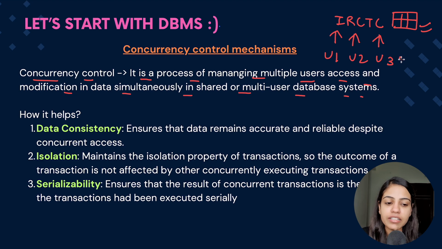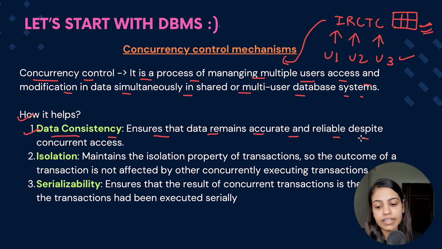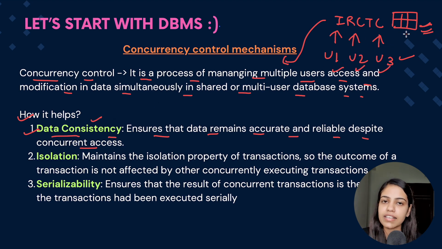So for managing multiple users and a multi-user database, IRCTC uses concurrency control, so that it can manage multiple user access and modification in data simultaneously in a multi-user database system. Now how does it help? The first one is data consistency. It ensures that the data remains accurate and reliable despite concurrent access. So concurrency control makes sure data is consistent even if there are multiple users accessing the website or the database at the same time.